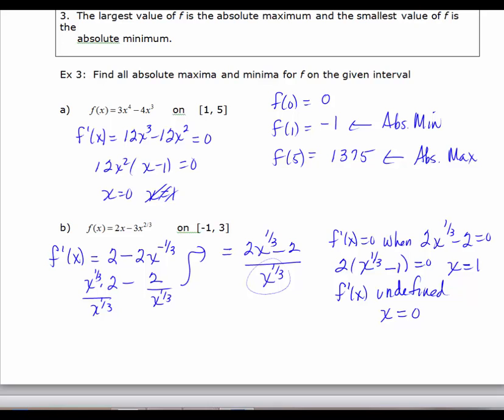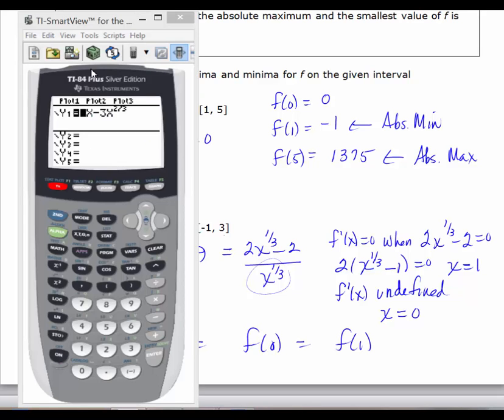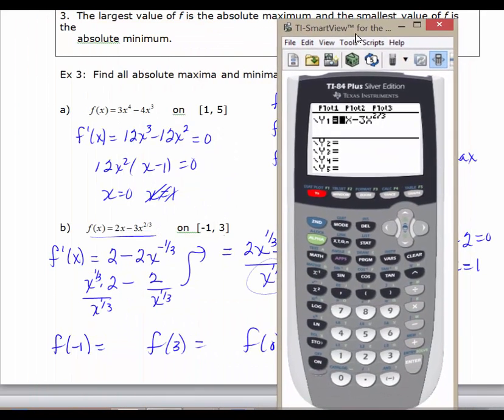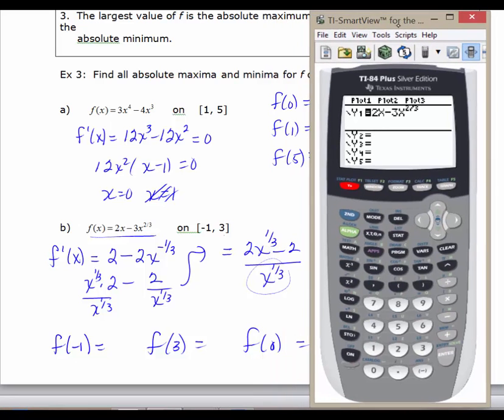I know that if I have an absolute max and an absolute min, they have to occur at either endpoints or at critical values. And so I'll test -1, 3, x equals 1, and x equals 0, all in the original function. Right? The first derivative's purpose here is to give us the critical values. The original function is going to give us the actual absolute maxes and absolute mins. So we're going to put our original function in the calculator so that we can evaluate our critical values and our endpoints. And we've got 2x minus 3x to the 2/3.